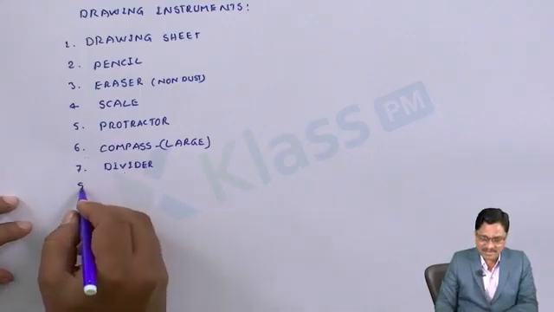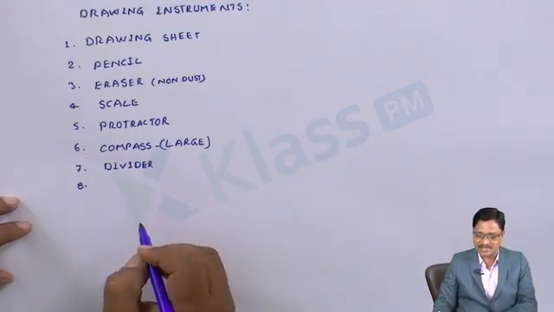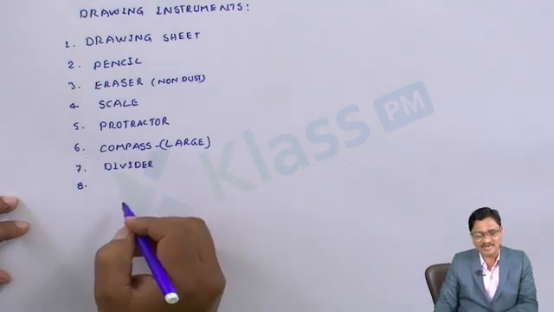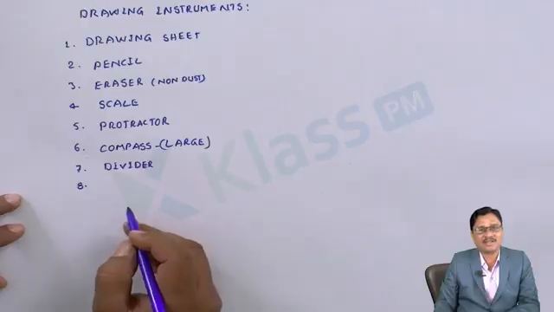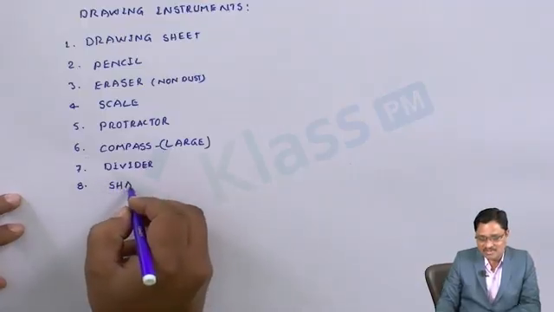So next, what else is required? Drawing sheet, pencil and eraser, scale, protractor, compass, divider. Any other essential requirement here? As normal drawing practice is essential, but compared to our engineering requirements, we may rely on some more parts. The other thing we missed here is a sharpener. What is the use of the sharpener?